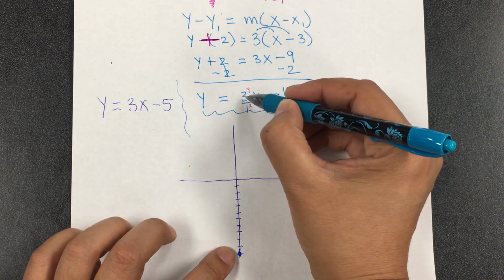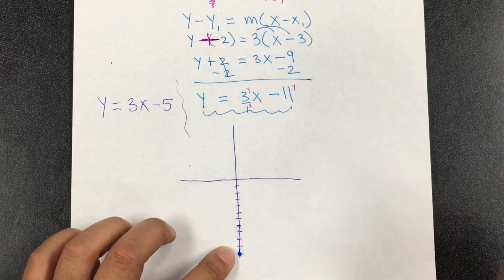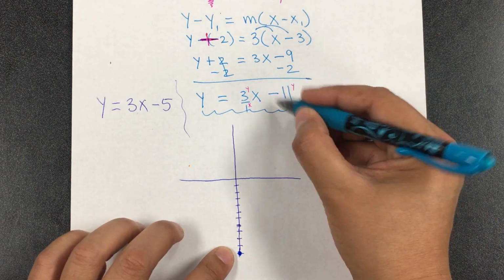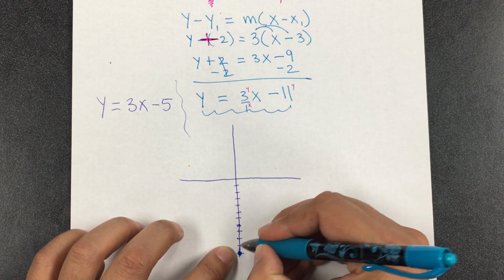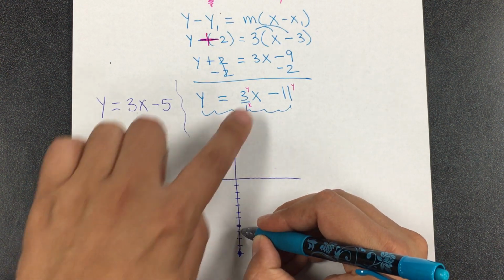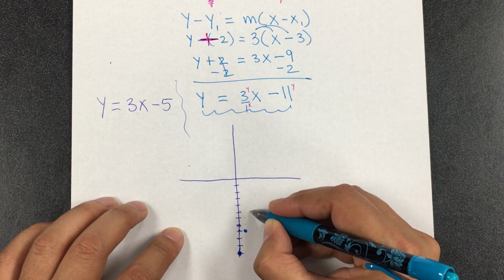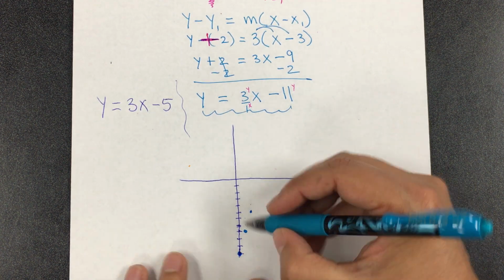This is the rise, meaning the change on y, and this is the change on x. That's why they call it like that. So -11, my initial point. Then, since it's positive, you go up 3 spaces and 1 to the right. So right there. 1, 2, 3, 1 to the right, and so on. Okay, so that's my line.